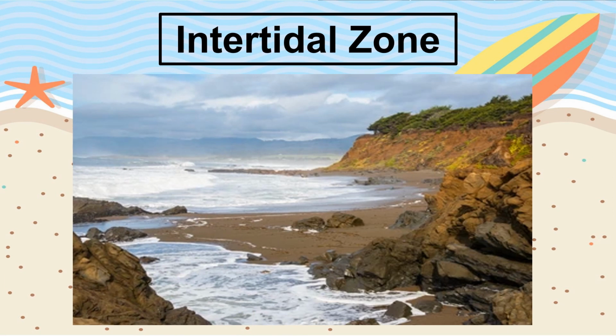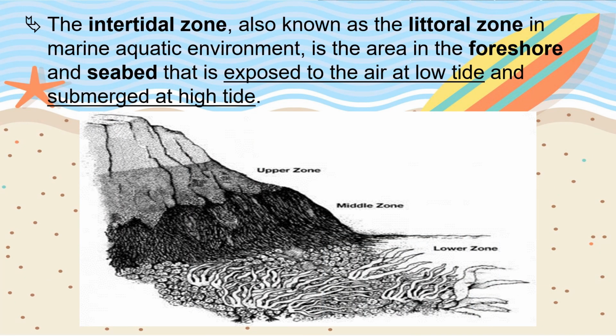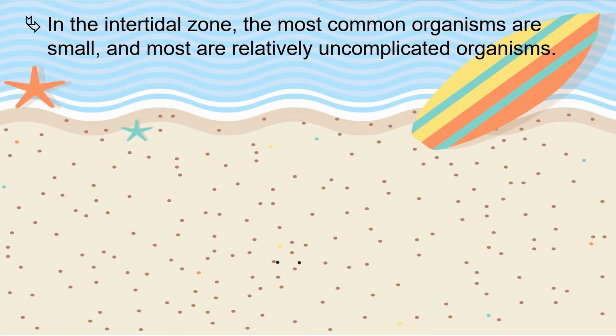Intertidal zone. The intertidal zone, also known as the littoral zone in marine aquatic environments, is the area in the foreshore and seabed that is exposed to the air at low tide and submerged at high tide. In the intertidal zone, the most common organisms are small, and most are relatively uncomplicated organisms. This is for a variety of reasons.